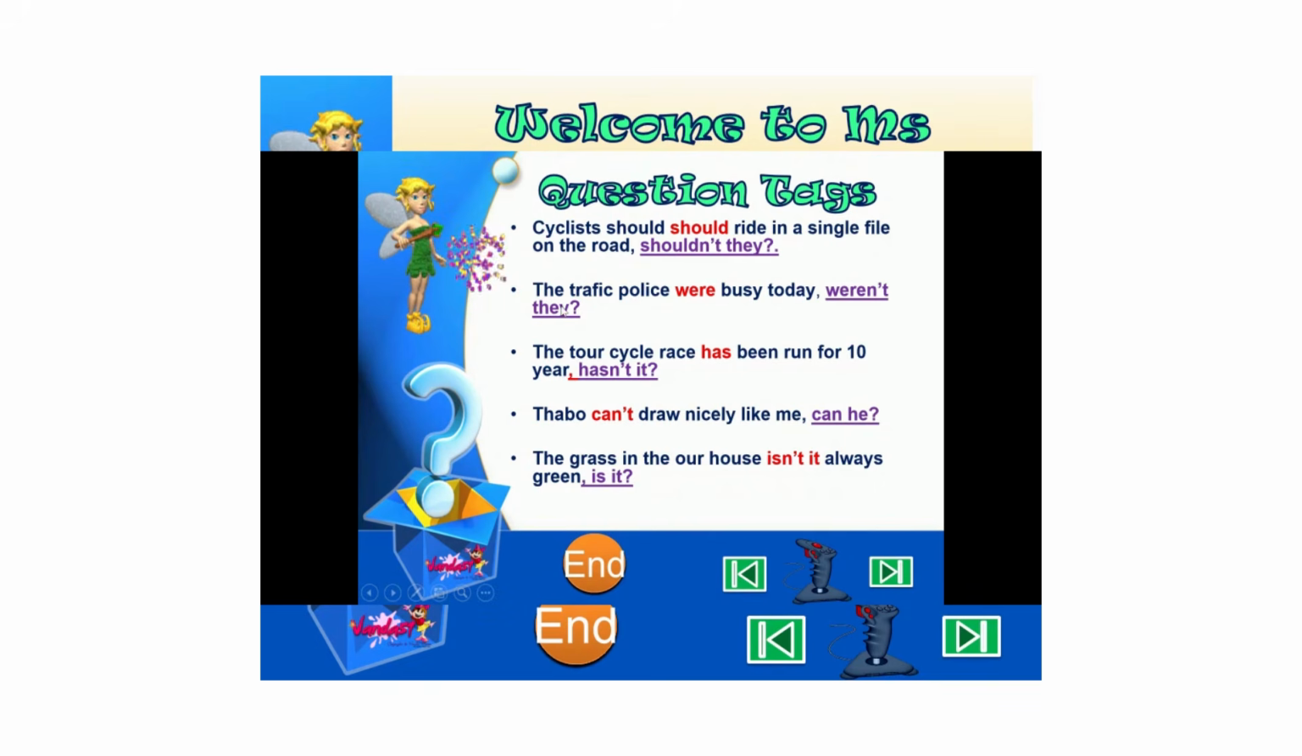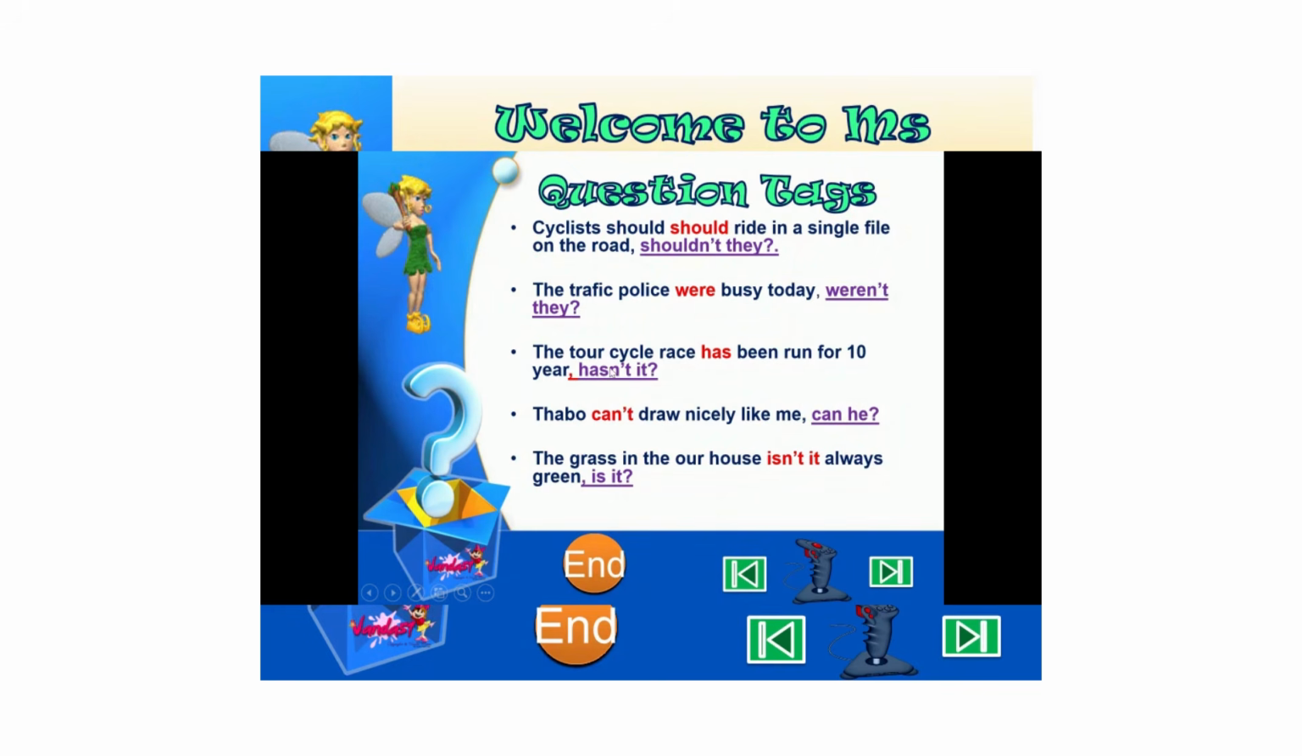Let us move along. The second statement says the traffic police were busy today. Again, the statement is in a positive form. I'm going to use the auxiliary verb were, and I'm going to contract it by using an apostrophe mark to say weren't they. All right.